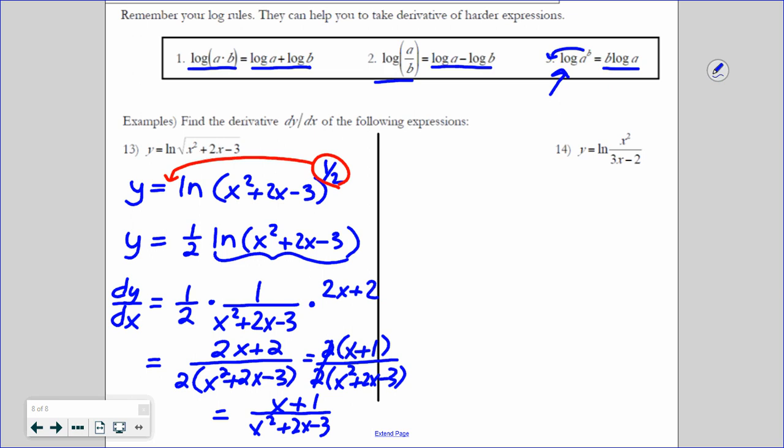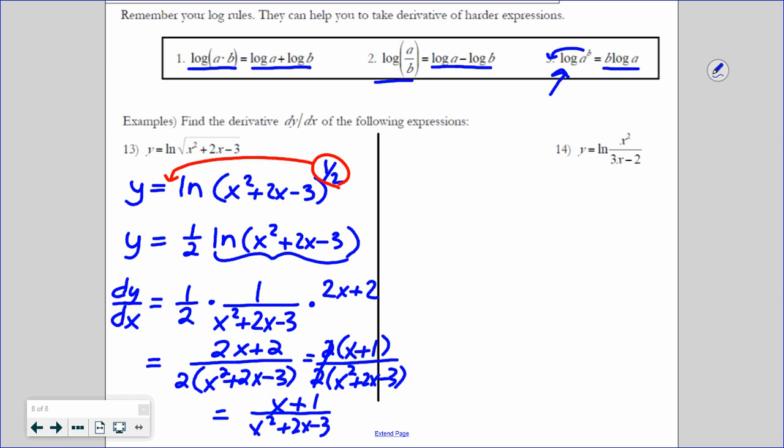Now, if we could factor the x squared plus 2x minus 3, and one of those factors was x plus 1, I would definitely do that because then it would cancel with the x plus 1 in the numerator. But x squared plus 2x minus 3 actually factors into x plus 3 times x minus 1. So since nothing's going to cancel out, I'd probably just stop right there. Okay. Let's look at example 14.